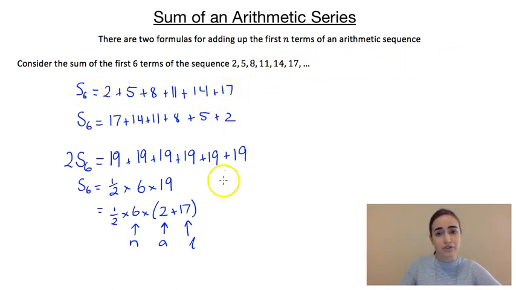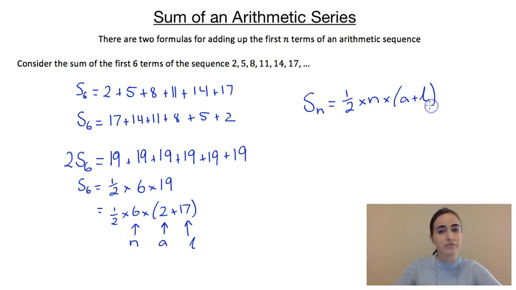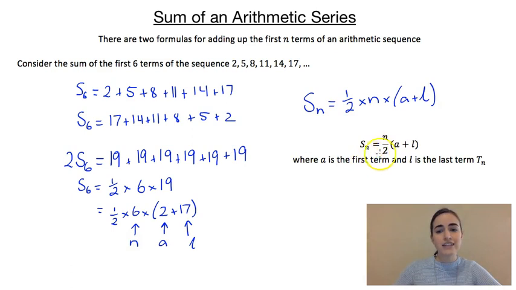Obviously this sequence goes on forever. So this is a process that we can use. We can write the sum of the first n terms as a half times the number of terms times the first term plus the last term. That's always going to hold true. The way it's written on your formula sheet is Sn equals n over 2, a plus l, where a is the first term and l is the last term, that's Tn, the nth term of that sequence.